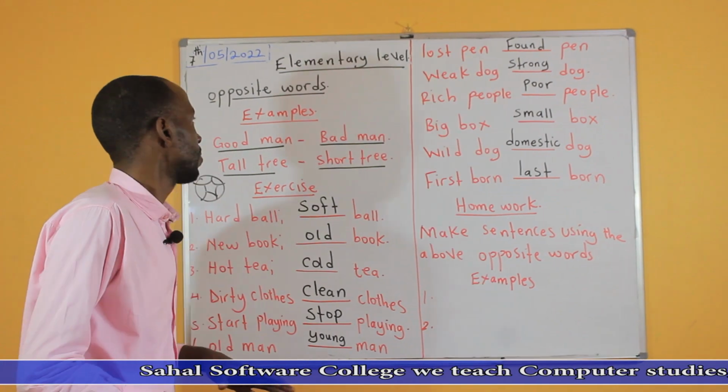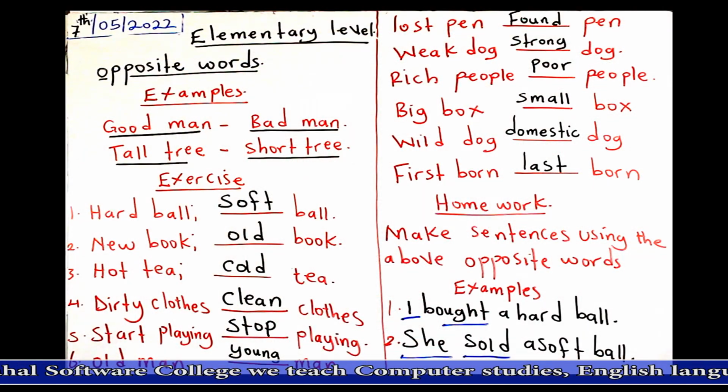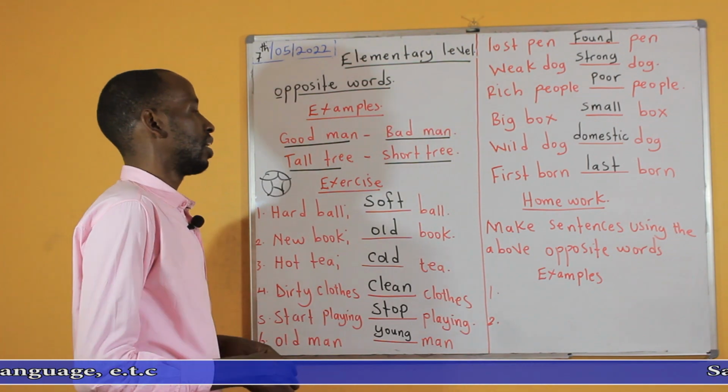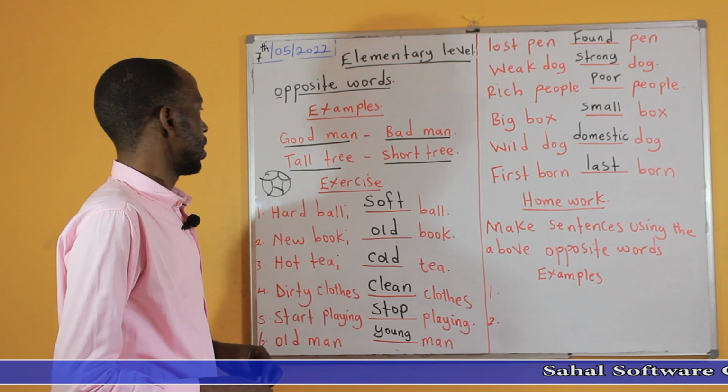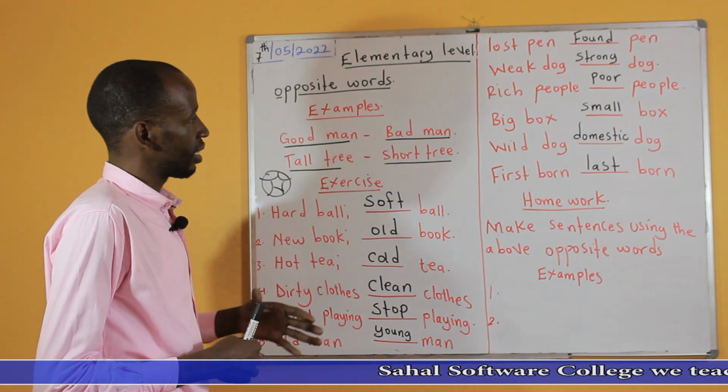Okay, let's read first. The first one is hard ball, soft ball, new book, old book, hot tea, cold tea, dirty clothes, clean clothes, start playing, stop playing, old man, young man, lost pen, found pen, weak dog, strong dog, rich people, poor people, big box, small box, wild dog, domestic dog, firstborn, lastborn. Those are correct pronunciations. Now let's go to homework that I gave you.